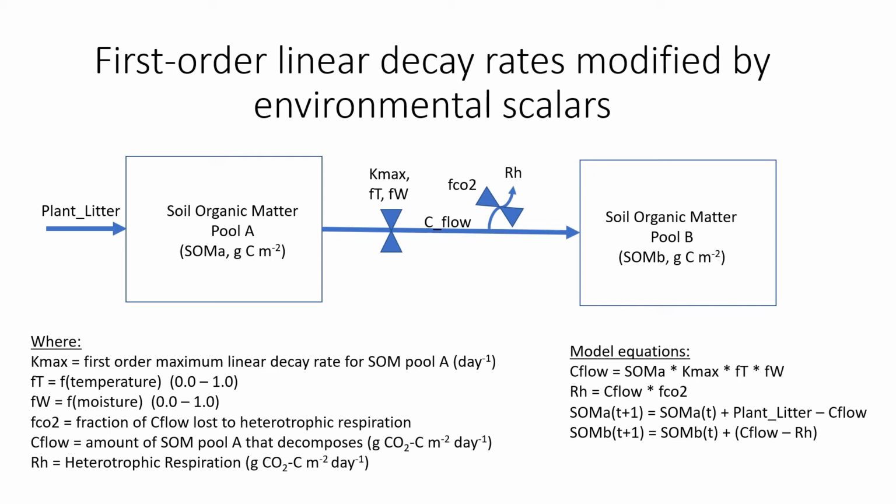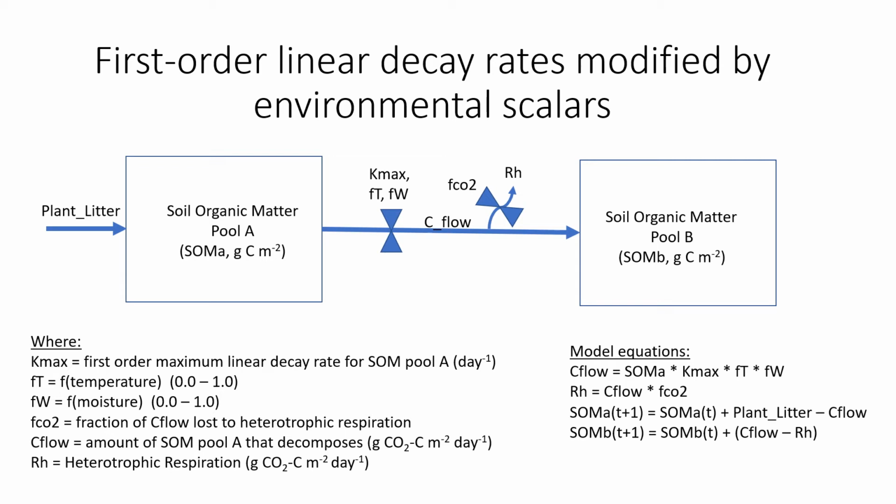And that's just this particular model. That's not how all models work. So the equation for this model is the amount of carbon that flows out of pool A is equal to the amount of carbon in pool A times a constant maximum rate of decomposition times these 0 to 1 multipliers of temperature and moisture, similar to what we saw in the plant model.